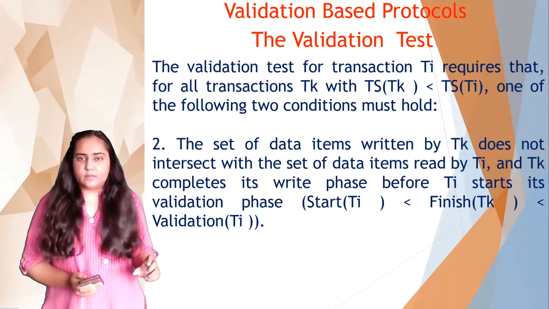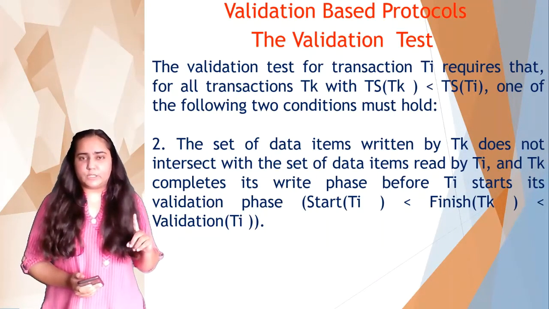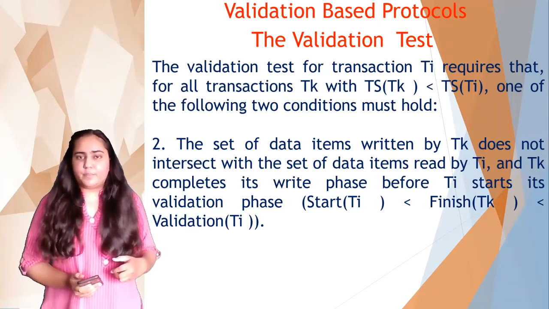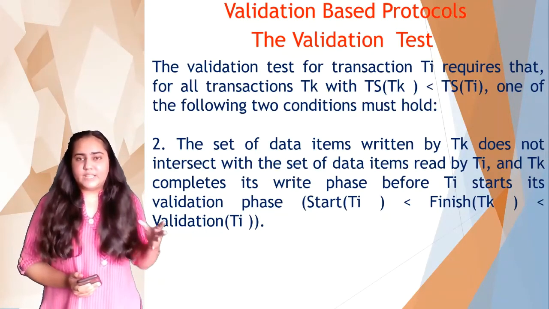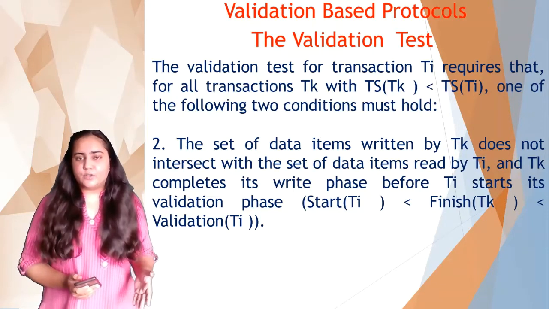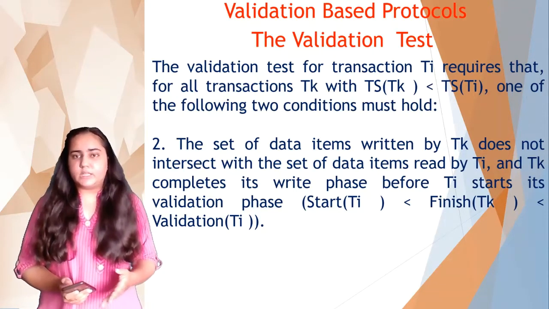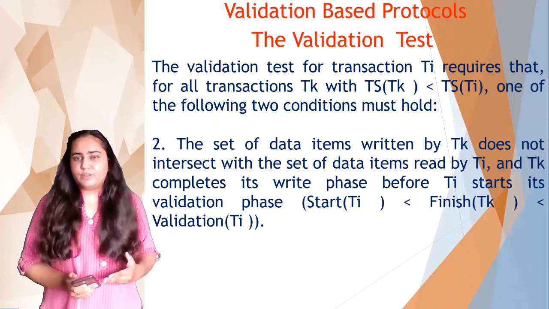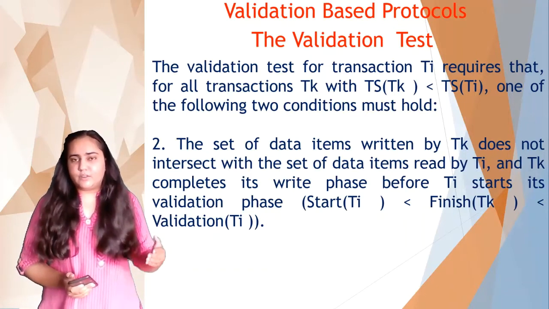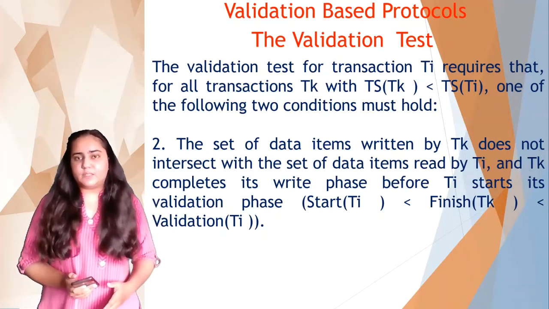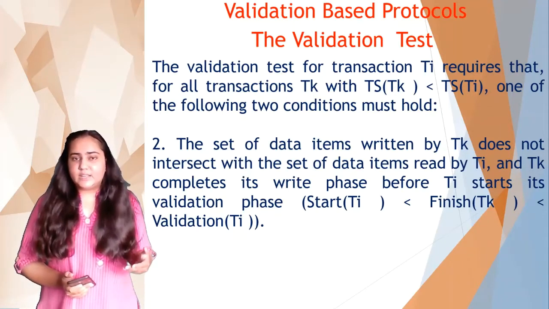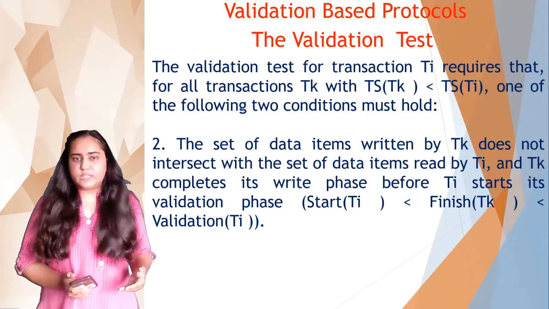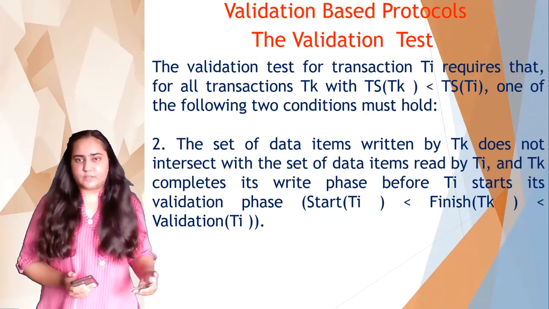Remember, Tk is not one transaction, Tk can be many transactions. So all these transactions, if they are updating a certain set of data items, for example, A, B, C, D, then this set should not intersect with the set of data items read by Ti, which means Ti should not be reading A, B, C, D. It can read other data items, but not A, B, C, D, which have been written by Tk. And Tk completes its write phase before Ti starts its validation phase.